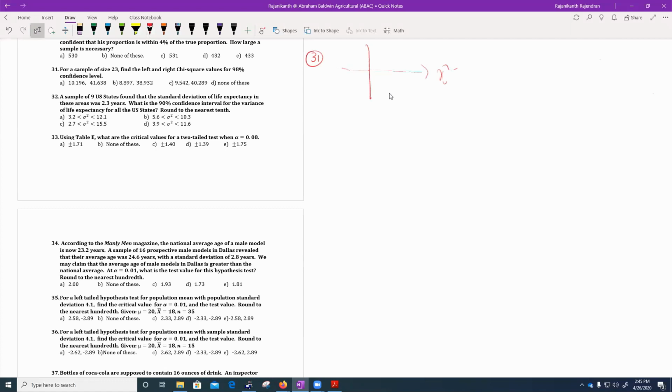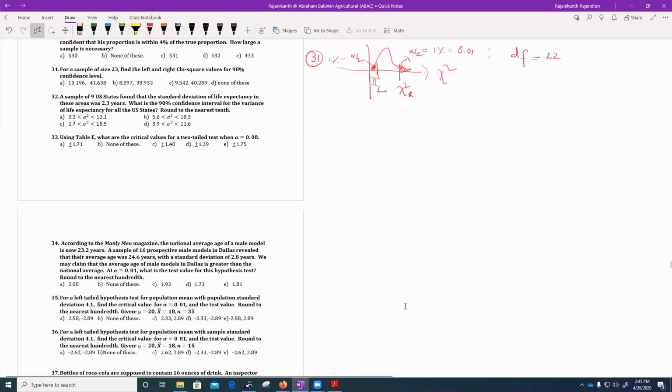Now we are going to look at the chi-square distribution for the problem. So you have left and right points. This is alpha over 2, and this is also alpha over 2. This is my chi-square right point, and this is my chi-square left point. Remember my confidence level for this problem is 98%. Therefore, the remaining 2% means this is 1%, and that is 1%. So that is 0.01. What is the degrees of freedom for this problem? The sample size is 23. Therefore, degrees of freedom is 22.